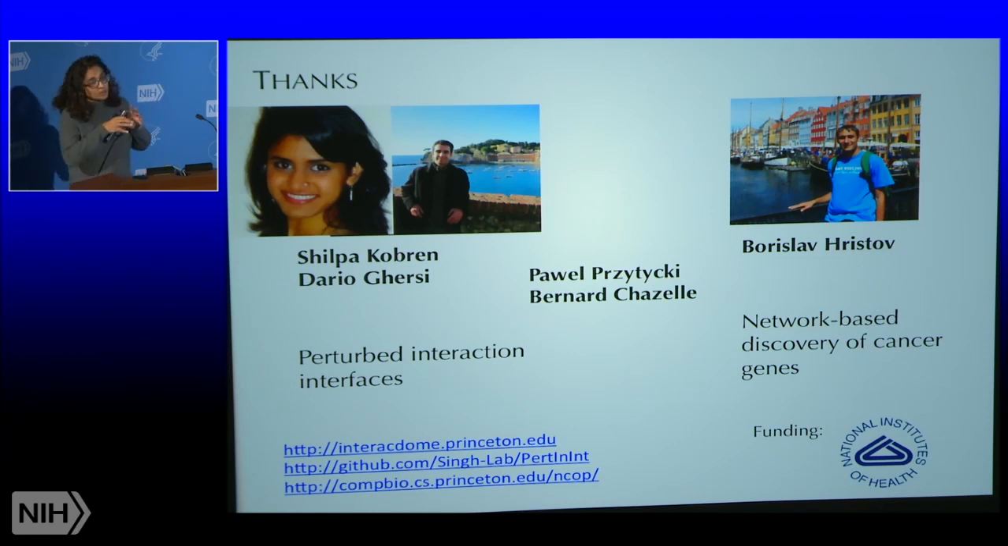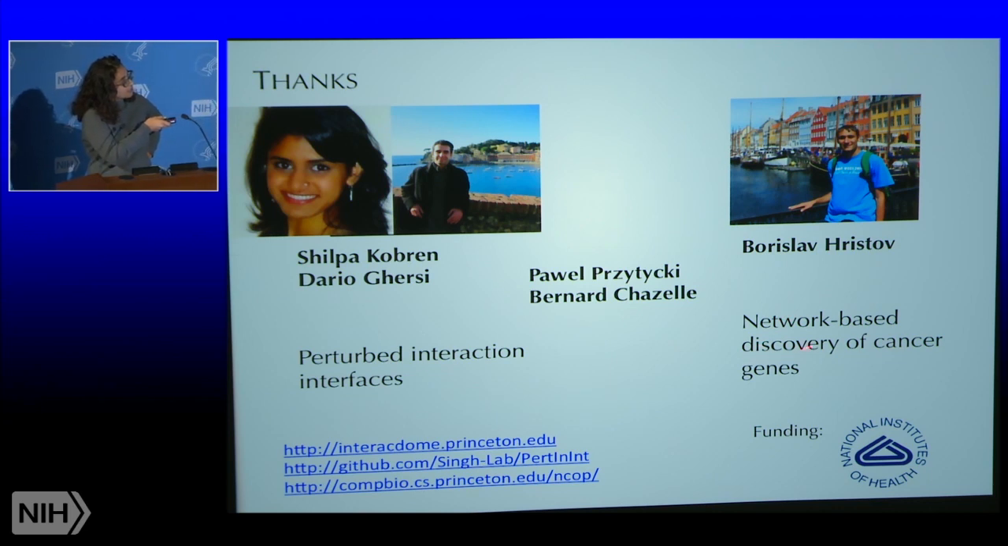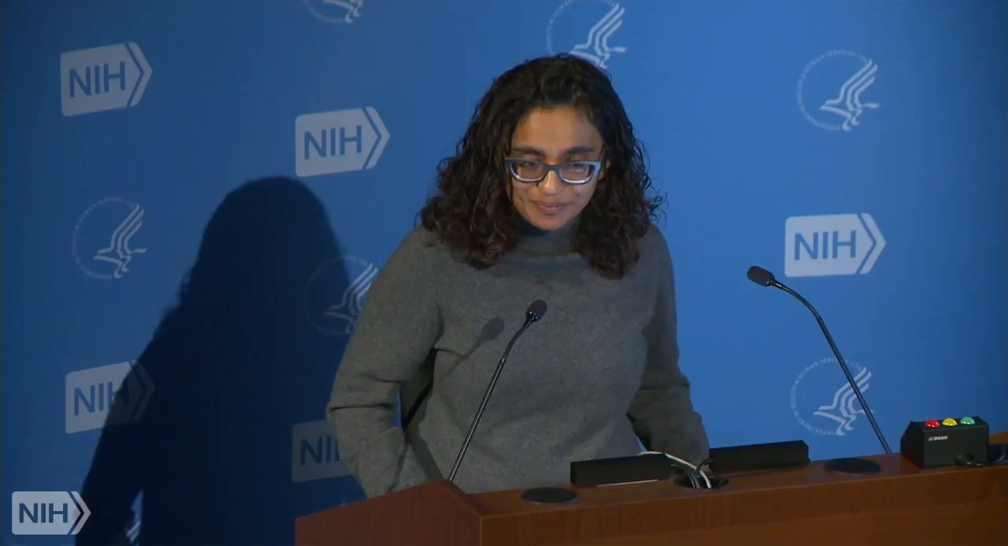And so I told you about two types of ways in which we think about cancer somatic mutational data. On the one hand, we developed these integrative methods to identify perturbed interaction interfaces, and this was largely the work of Shilpa Kobrin and Dario Gersi. On the other hand, I talked about network-based methods for discovery of cancer genes, and this was largely the work of Borislav Hristov. I also had contributions to the work I talked about today from Pavel Prosticki and my colleague Bernard Chazelle. So you can download these papers, and you can also download or use the tools that we've developed for this. And I'm happy to take any questions.